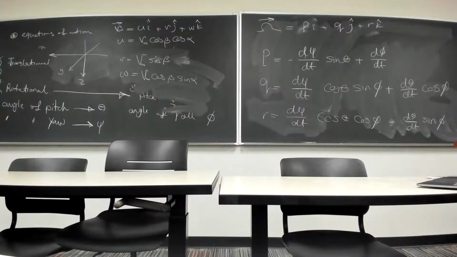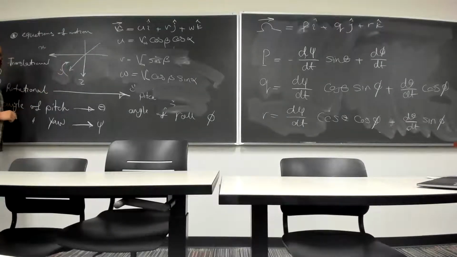So P is 0. Then we are going to be left with d theta dt cosine of phi, negative d theta dt sine of phi. Phi is 0, so sine of phi is 0. So you will be left with d theta dt, or q. So you will only have angular velocity in the y direction, which is the pitch direction. This is what we expected.